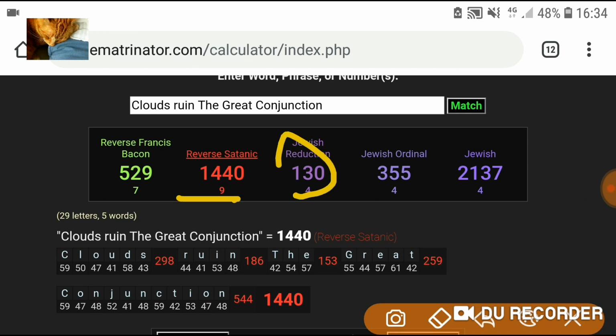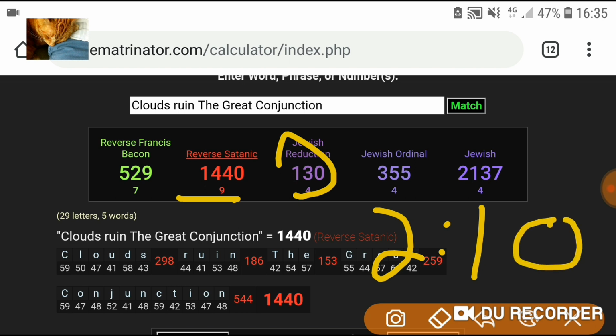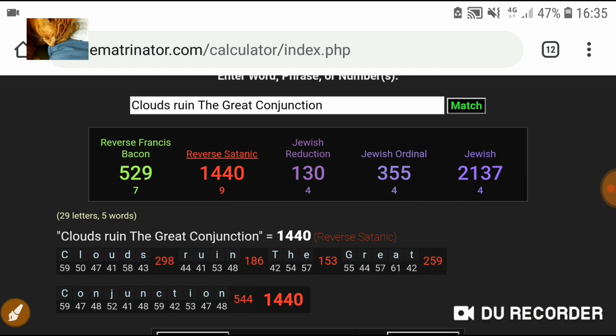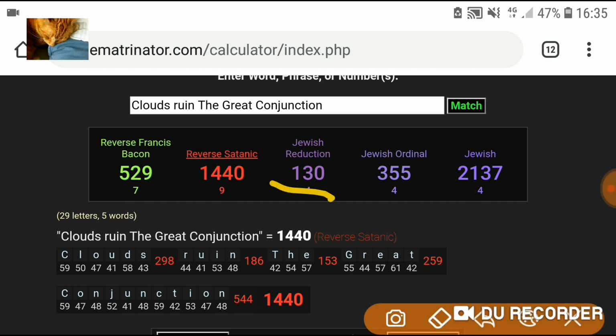Jewish reduced, you'll see, is 130. 130 minutes. 2 hours, 10 minutes. Today's the 21st, isn't it? 2 hours, 10 minutes, 130 minutes. 21st today, the 12th, which is a 21 backwards, so it doubles up on that one.